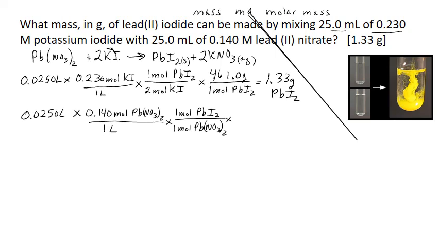And once the number of moles of product is known, that can be multiplied by the molar mass. And that would provide 1.61 grams of PbI2. And of course, since you've already done the limiting reactant section, you know that the 1.33 grams of lead 2 iodide is the most that can be made.